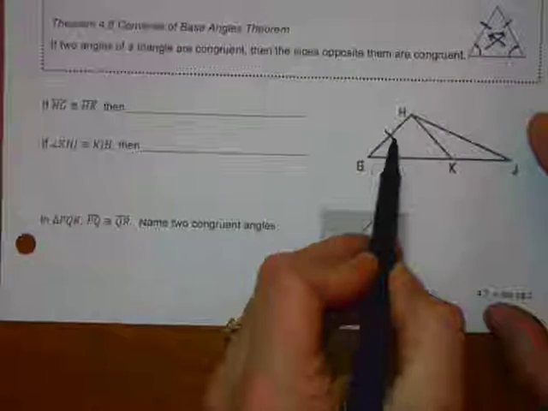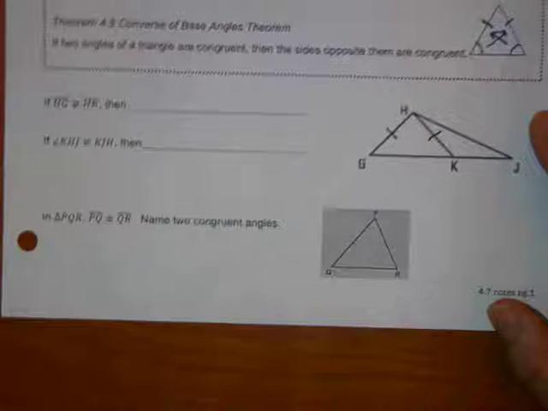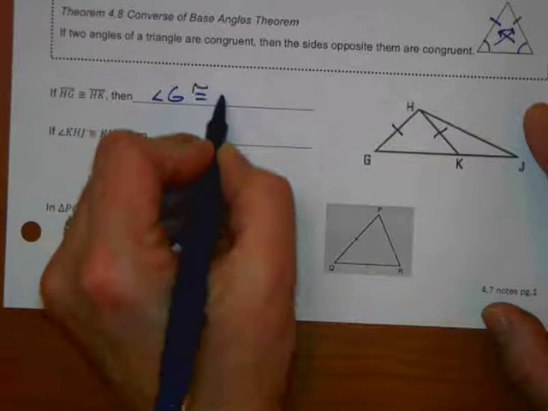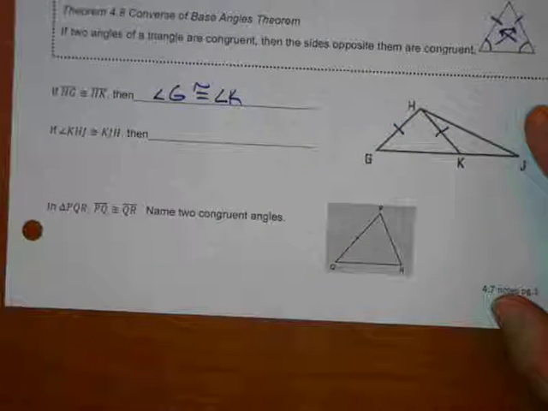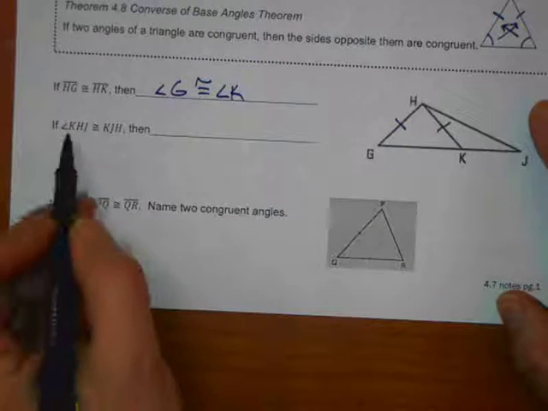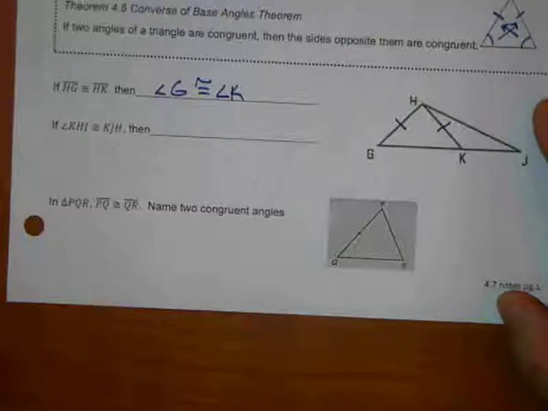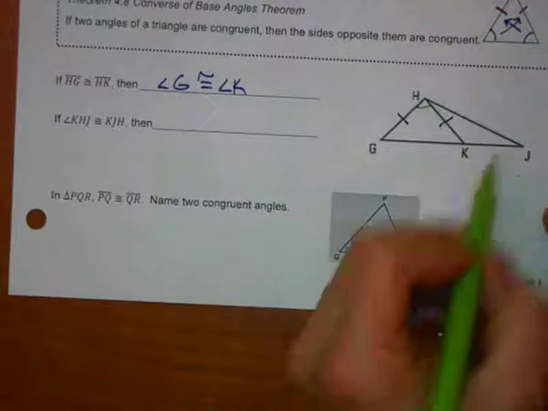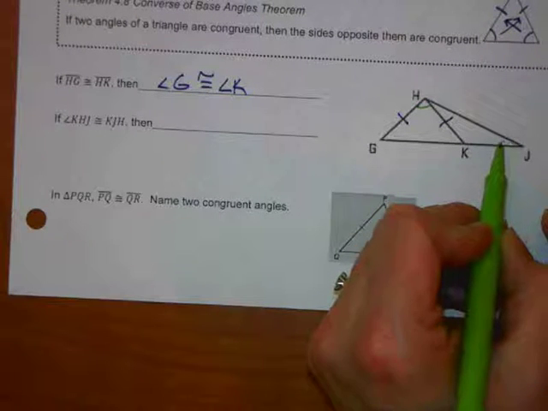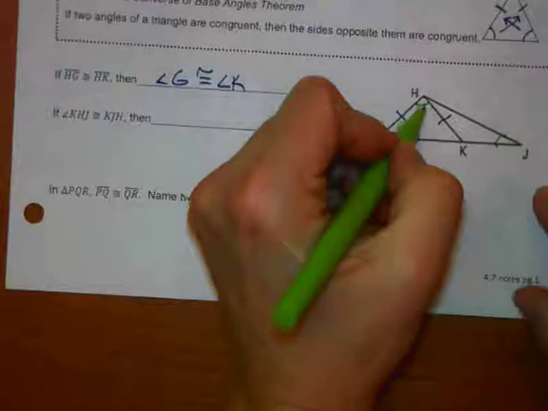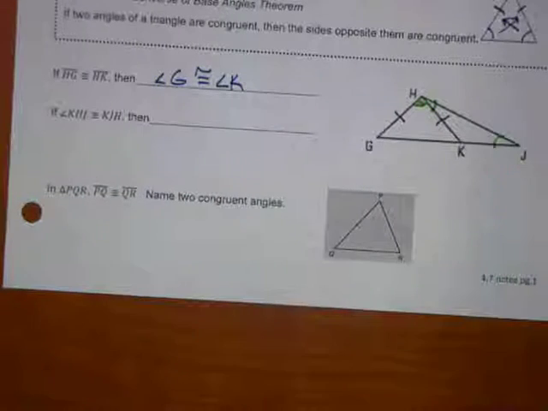If HG is congruent to HK, then what can we say? Then angle G is congruent to angle K. So that's the base angle theorem. If angle KHG is congruent to KJH, did I do that right? KH, oh, I did it wrong. KHJ, that's this one. You see those two? Yeah.